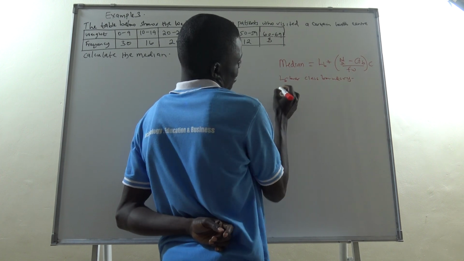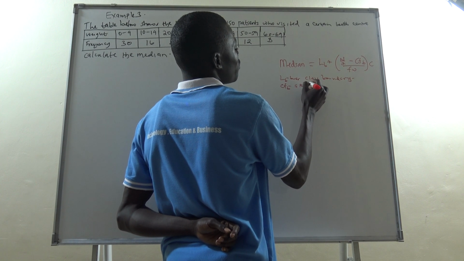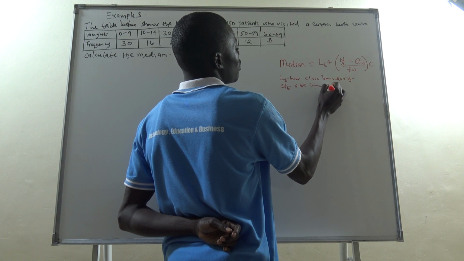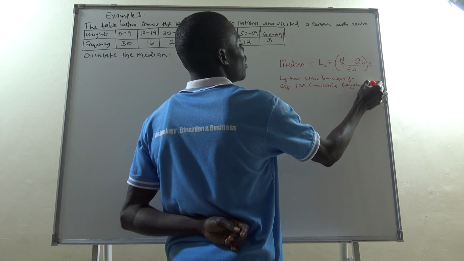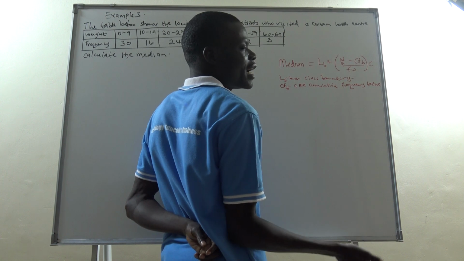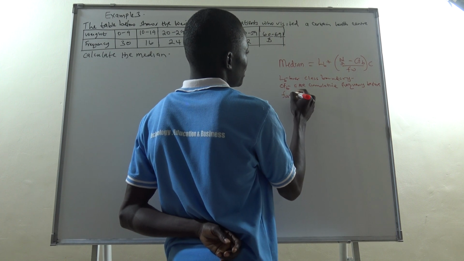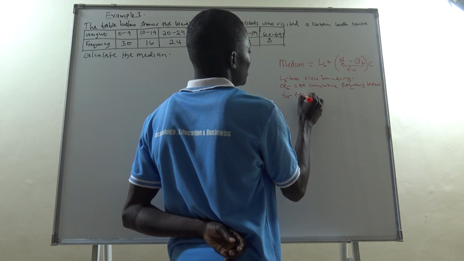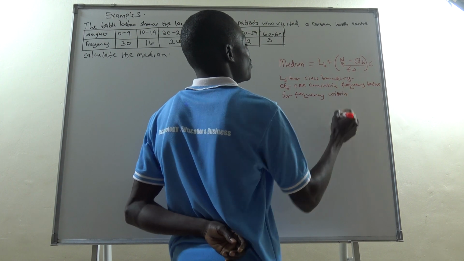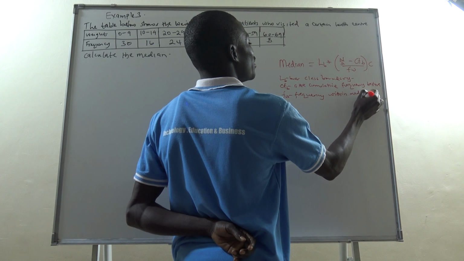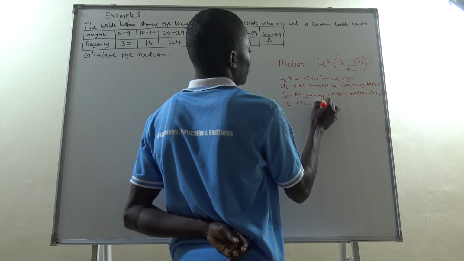of the median class, and then where CFB is the cumulative frequency before the median class, and then FOW is the median frequency or the frequency within the median class, and C is the class width.